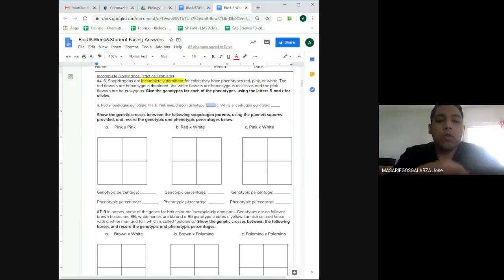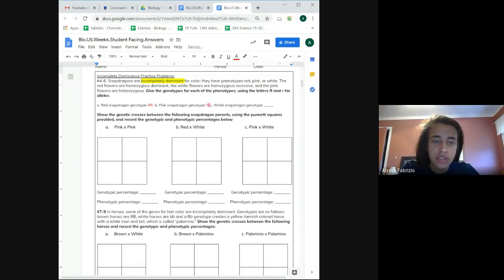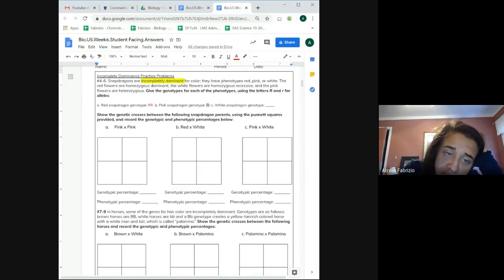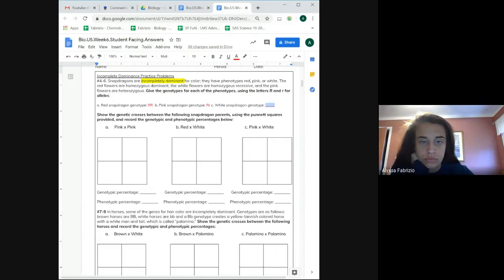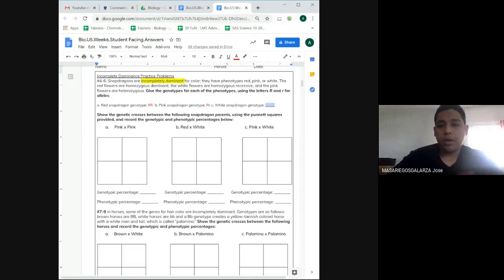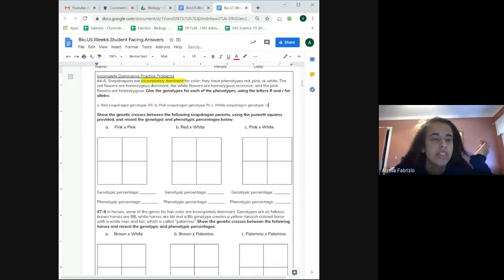So they're going to have their own letter, right? P. Yep, so it's going to be heterozygous, meaning we're going to have one lowercase r, so one recessive allele, and then one dominant allele represented by the uppercase. And then what about for the white snapdragon, our homozygous recessive gene? They're going to be lowercase r, right? Yep, very good. So 2 lowercase r's.